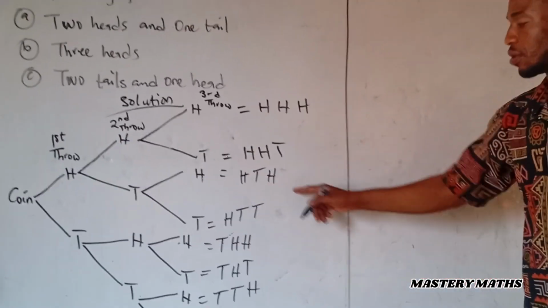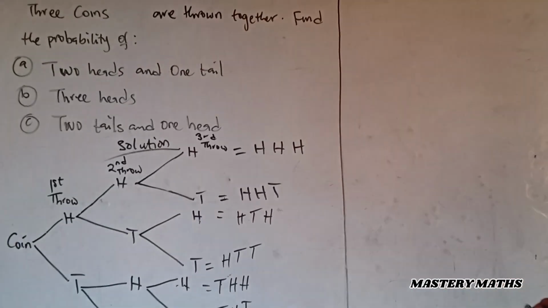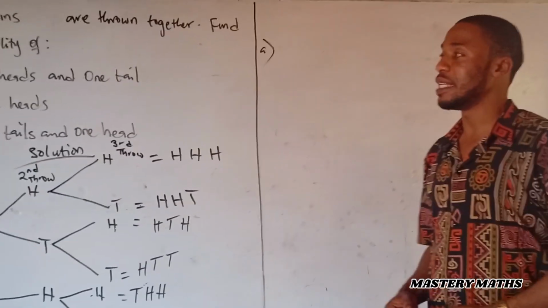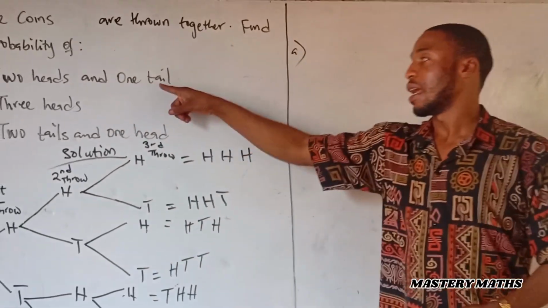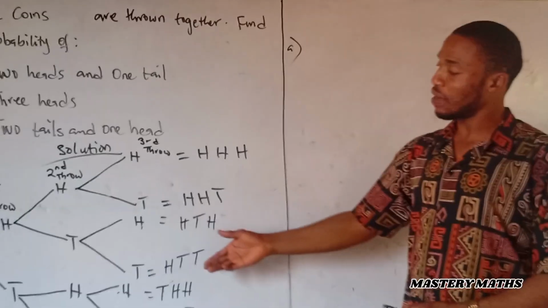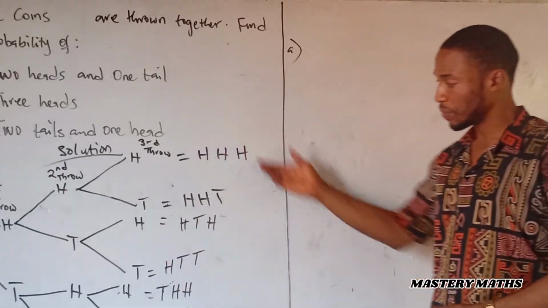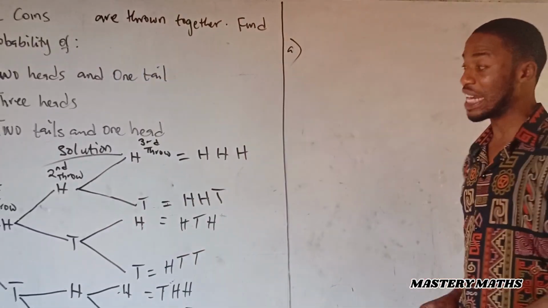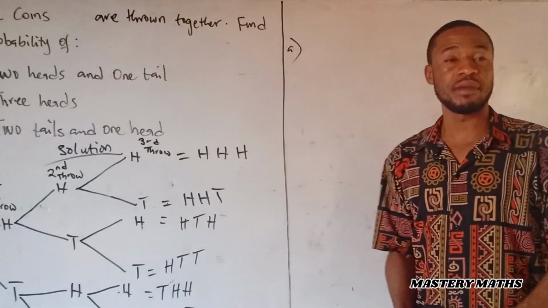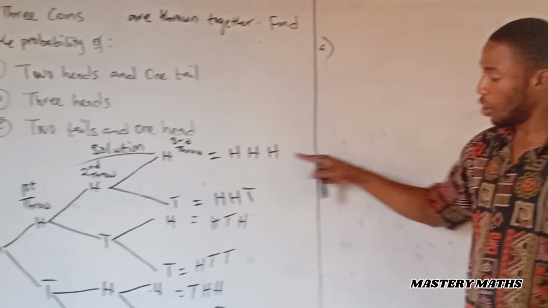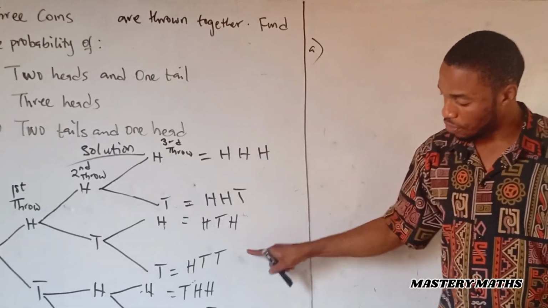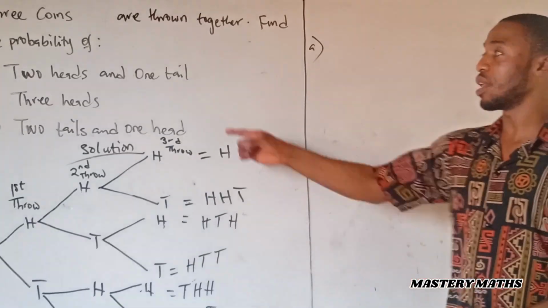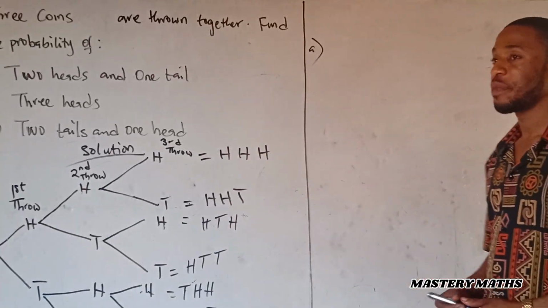Now that all the branches are out, from this we can now be able to answer our question. The question A says: find the probability of 2 heads and 1 tail. After listing all the outcomes, these are the outcomes from the 3 coins that were thrown together. Now we need to calculate how many outcomes he gave to us. He gave us 1, 2, 3, 4, 5, 6, 7, 8. That is 8 outcomes of 3 coins thrown together.